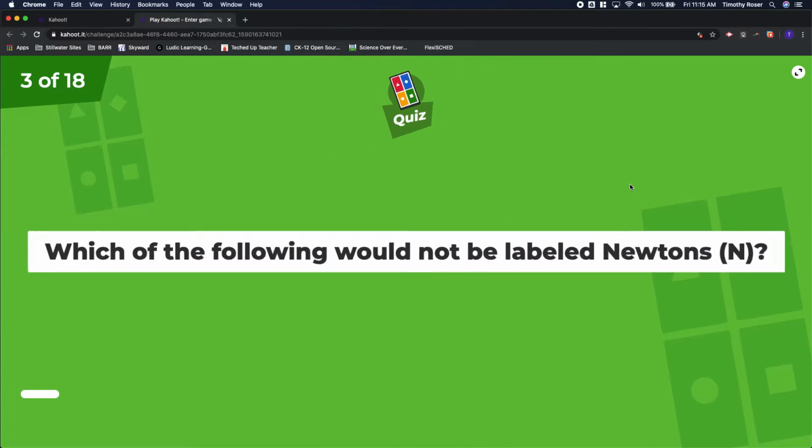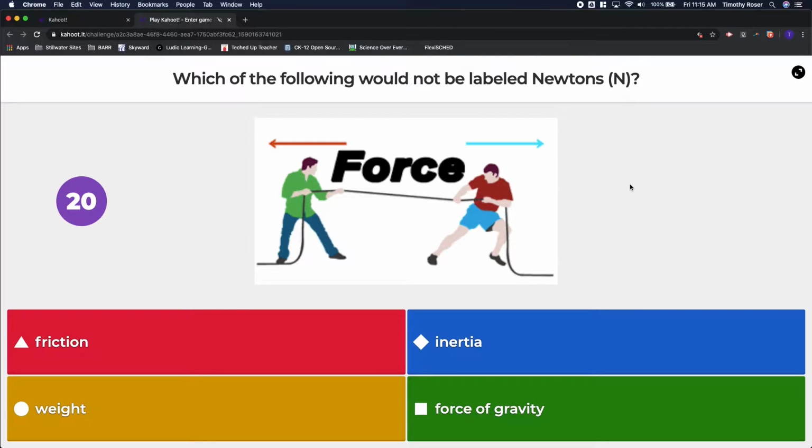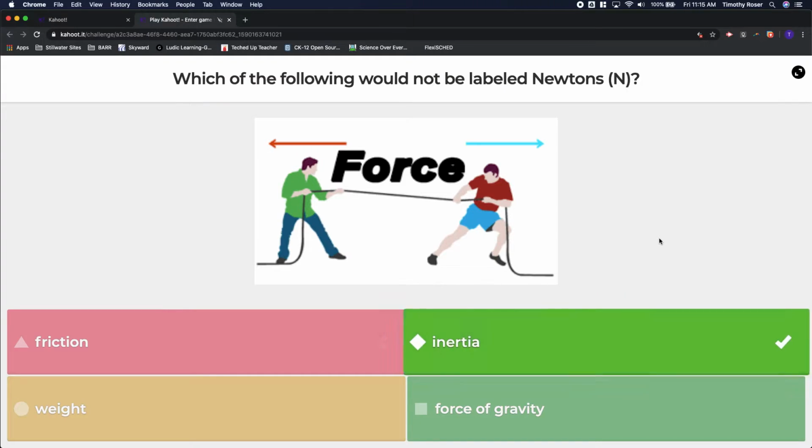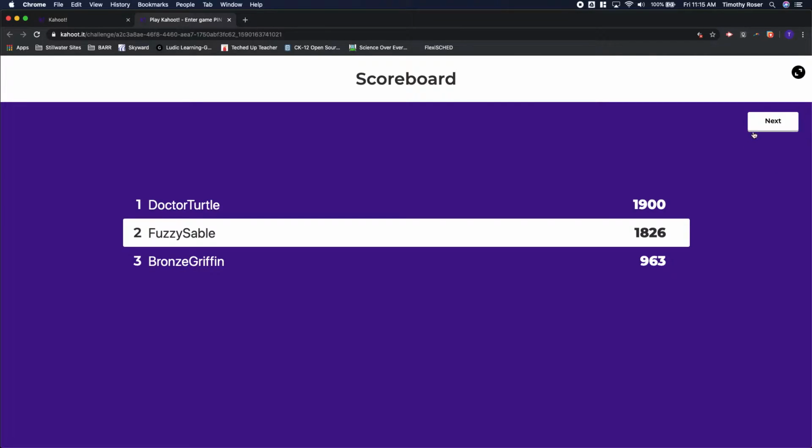All right. Next, which of the following would not be labeled in newtons? So we are looking for something that is not a force. Well, friction is a force that opposes all motion, the force of gravity. Weight is going to be the acceleration of gravity multiplied by mass. Inertia, however, is Newton's first law, more or less. An object in motion stays in motion unless acted upon by an unbalanced force. The idea that objects maintain motion, that is inertia, and it is not a force.